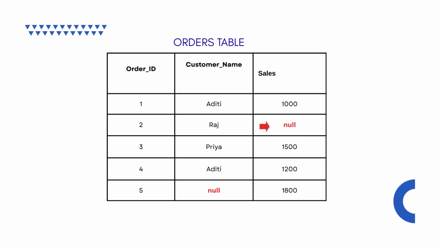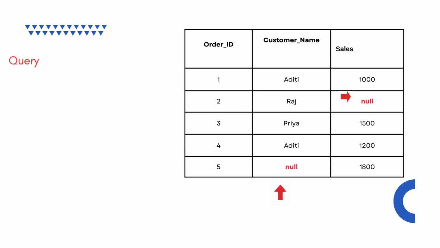As an example, suppose this table contains order ID, customer name and sales with 5 rows and 3 columns. In the customer name column, we have one null value, and in the sales column, we have another null value. So the query is select count asterisk as total rows from orders.